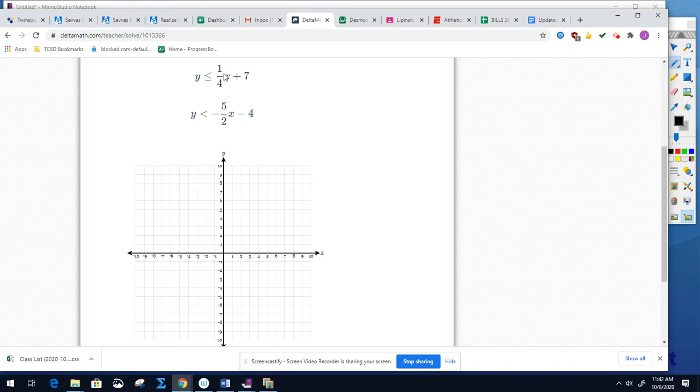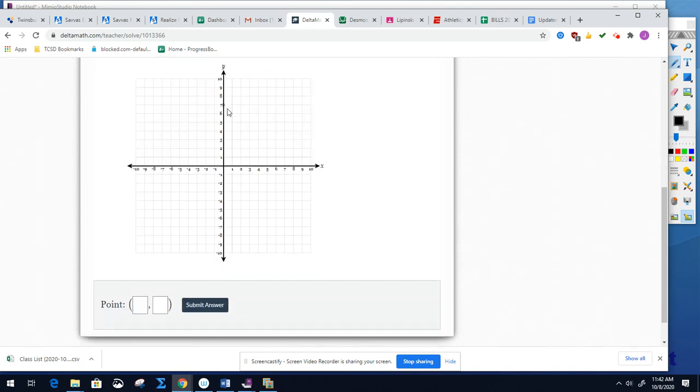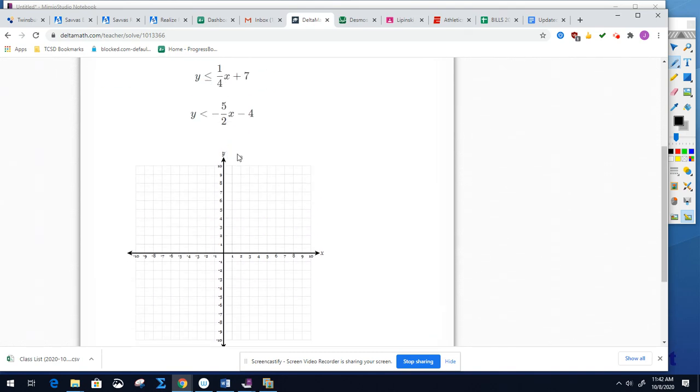When I graph the first line right here, I've got a y-intercept of 7 and a slope of up 1, right 4. So it graphs the line for me. Now it says change the line, meaning if I click on that, it's going to make it dotted. Well, is my top line solid or dotted? It's solid because it's a less than or equal to. And now it says change shade. Do I shade above or below? I shade below. So there's the first line graphed.